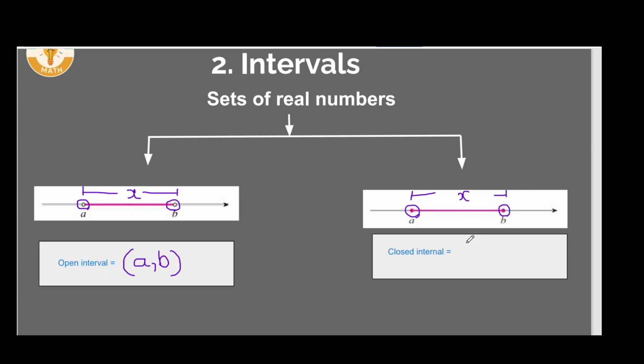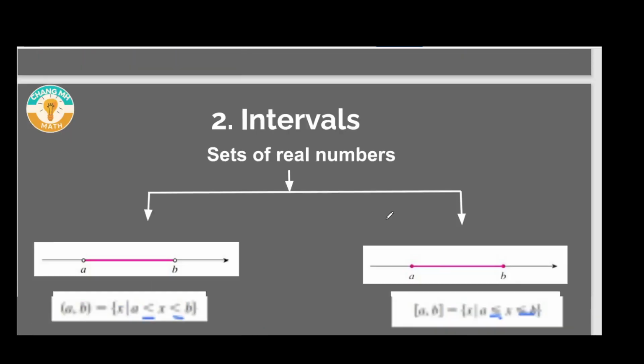So how can we describe it in notation? Square brackets with A, comma, B. This means that the interval is a closed interval, and the value of X lies between A and B, and also we need to consider A and B.